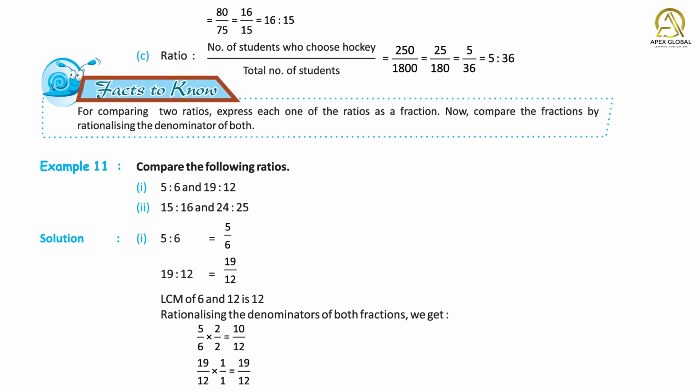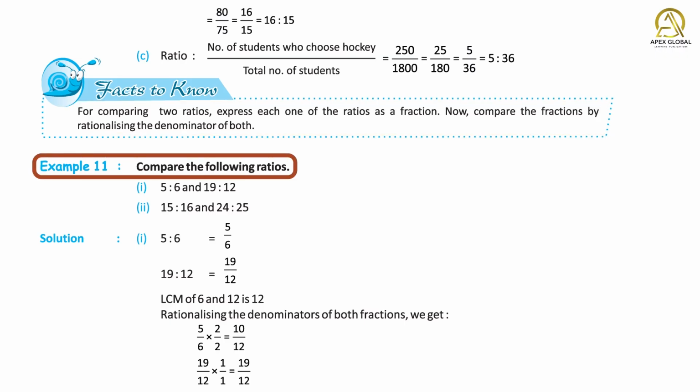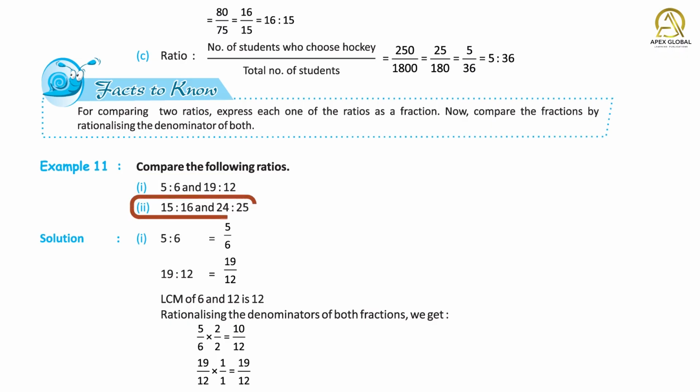Facts to know. For comparing two ratios, express each one of the ratios as a fraction. Now, compare the fractions by making the denominators of both the same. Example 11. Compare the following ratios. First, 5:6 and 19:12. Second, 15:16 and 24:25.